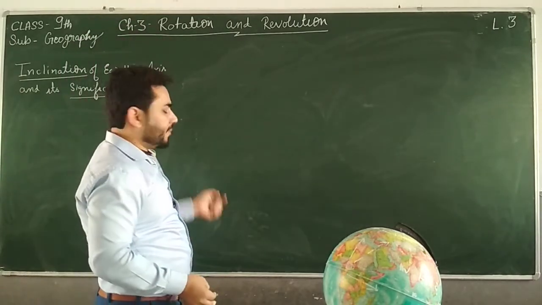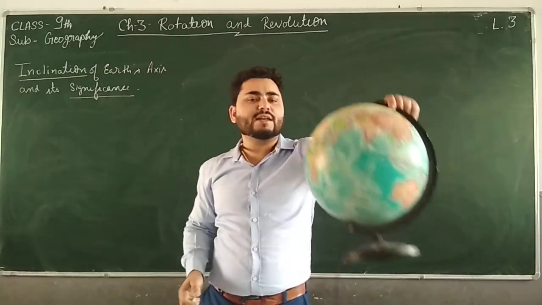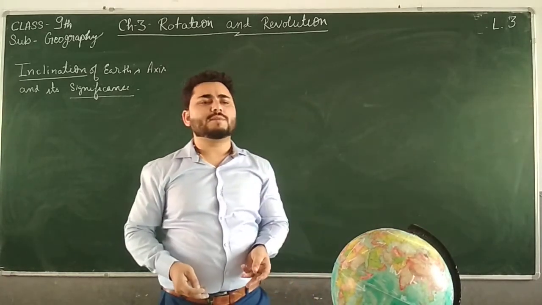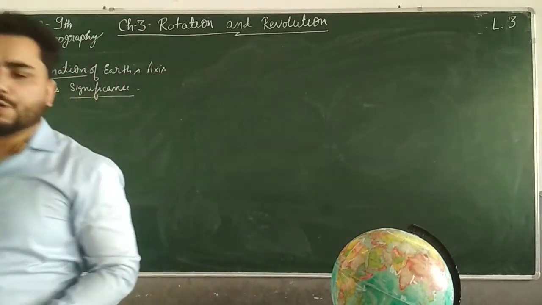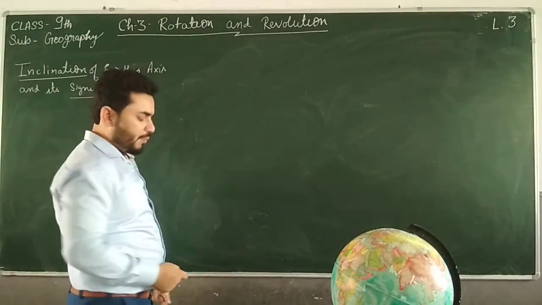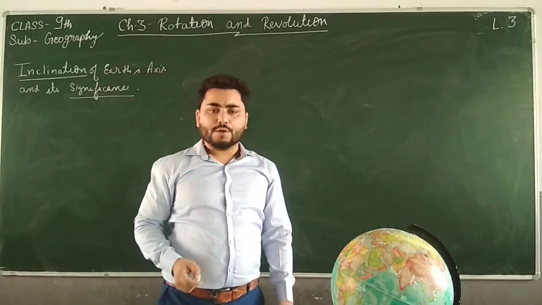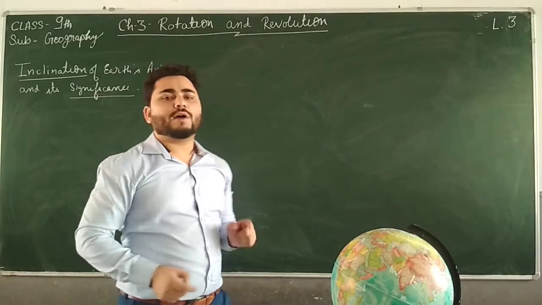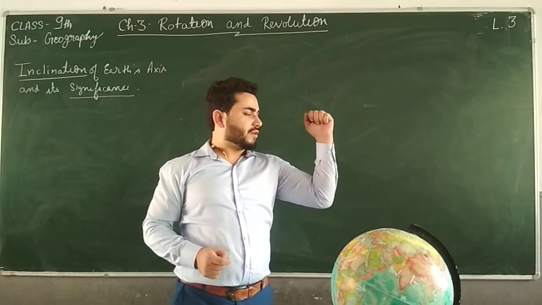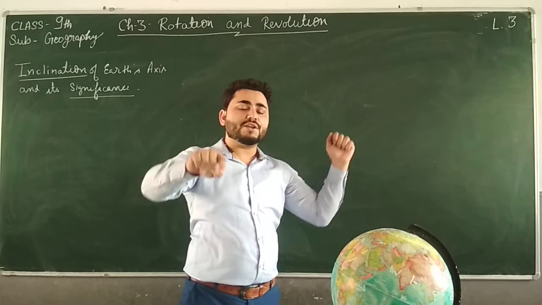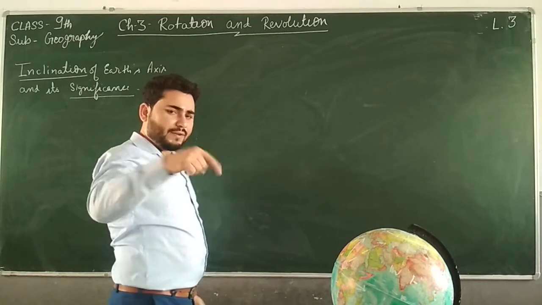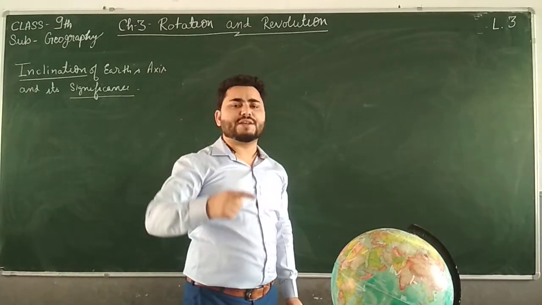Now we will study mathematically how the inclination of the earth is responsible for the change in duration of day and night. First we will begin with the hypothetical condition: if the axis of the earth was perpendicular to its plane, at 90 degrees, straight like this, then what would have been the conditions on earth? That hypothetical condition we will study first. After that we will study the real conditions.